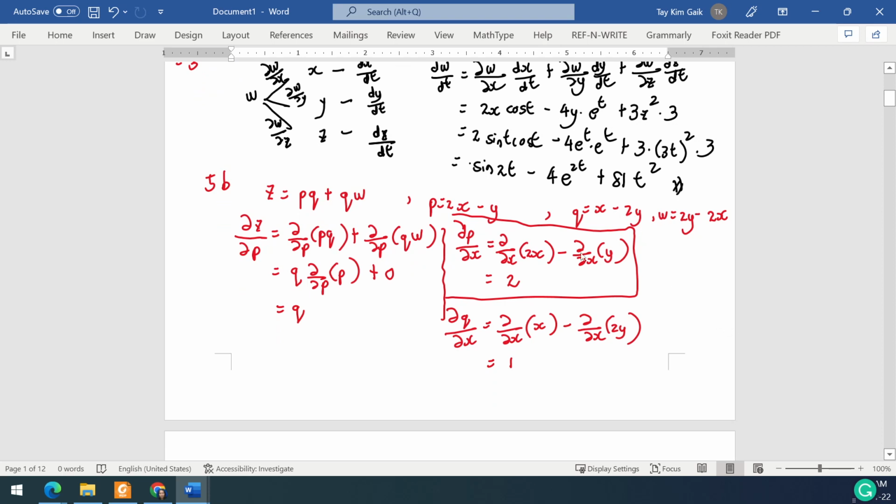So that's why I said the question here is not the kind of differentiation where you need the product rule yet. Then later on, del w del x. When you del x, y is constant. So del x of 2y minus del x of 2x. For 2y, when you del x, 2y is constant, so you will get 0. Then del x of 2x, we get 2. So the answer is negative 2. Later on, just put into your chain rule formula.